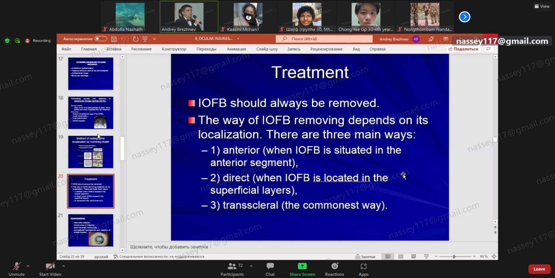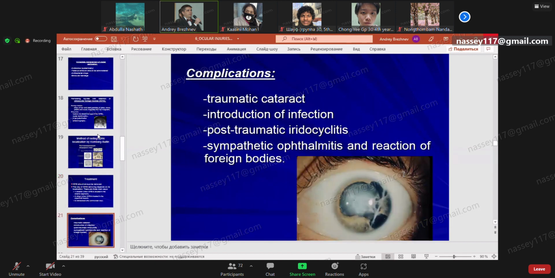It depends on the situation. The main complication of perforative injuries with the retention of intraocular foreign bodies is traumatic cataract. Here in this photo, you see the opaque crystal lens. You see associated damage of the iris with the iridodialysis. You can see the scar of the cornea, and so on and so forth.